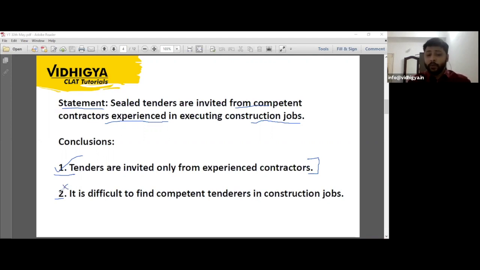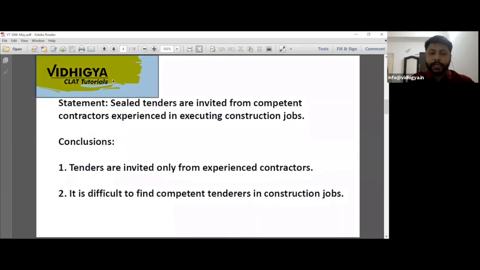Why? Because when you release the notice and when you invite the tenders, how can you assume or how can you conclude that finding competent tenders in this construction job is going to be a difficult task to do, right? Even if it is a difficult task, you can't do that. You will always consider the positive side or positive facet of the coin. All right. So for that purpose, first one seems to be the correct answer, and that is why if we have the codes, only conclusion one follows is going to be the correct answer for this statement. All right. Let us just target next question now.